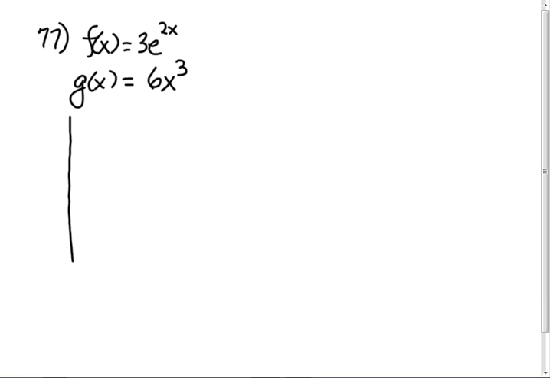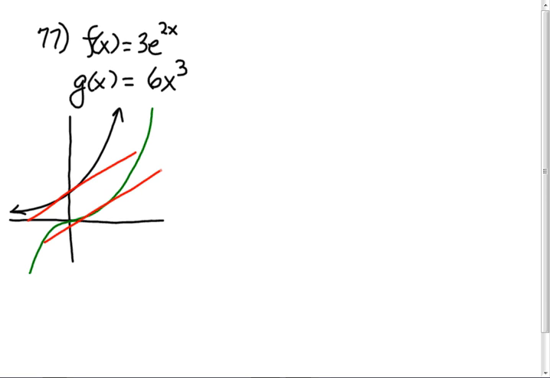So 3e to the 2x looks something like that. And 6x cubed will look something like this. Okay? So I want parallel tangents. So maybe I'm going to estimate something like that. I don't know exactly where it is. So what do you have to find? The slopes, right? How do you find slope? It's the only thing you know what to do in calculus. How do you find slope? It's the derivative. So what's f prime of x?